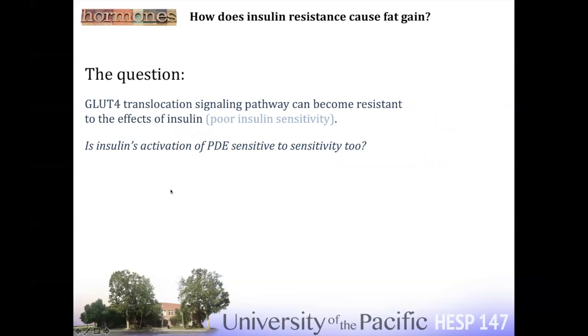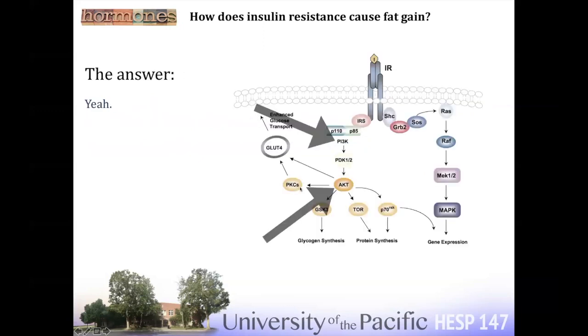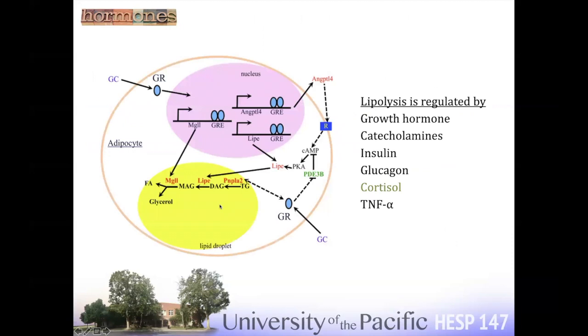But the answer to this question is it makes things a little bit trickier. So the GLUT4 translocation signaling pathway can become resistant to the effects of insulin, poor insulin sensitivity. Does that affect PDE sensitivity too? And yes, there's PI3K, there's PKB. Those are the things that are doing it. It gets a little bit trickier, looking at things like lipoprotein lipase, looking at things like glucagon suppression. Let's just finish up a couple of slides really quickly, and then this will be it.